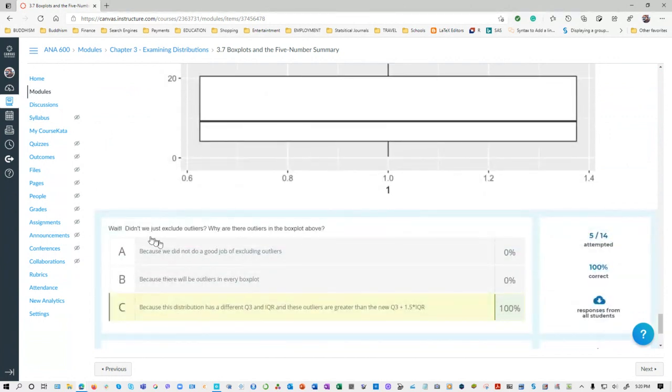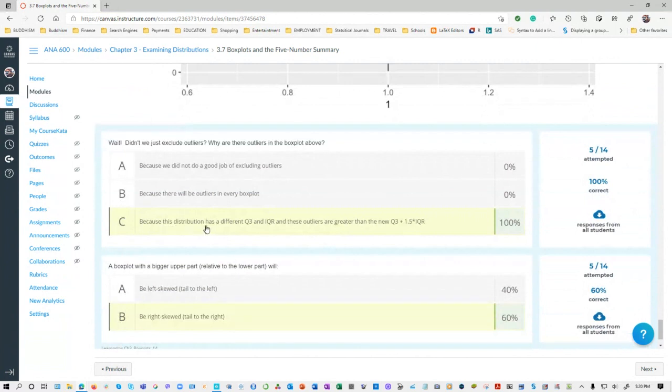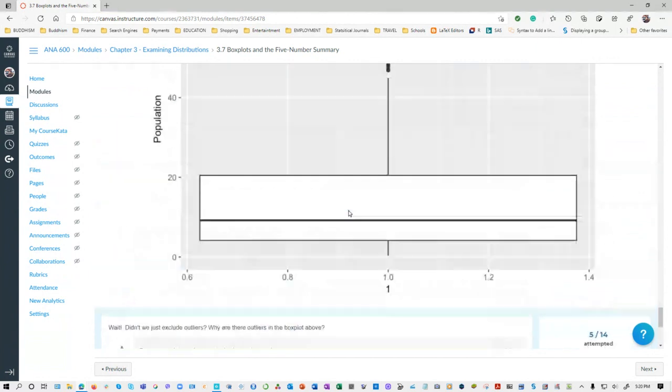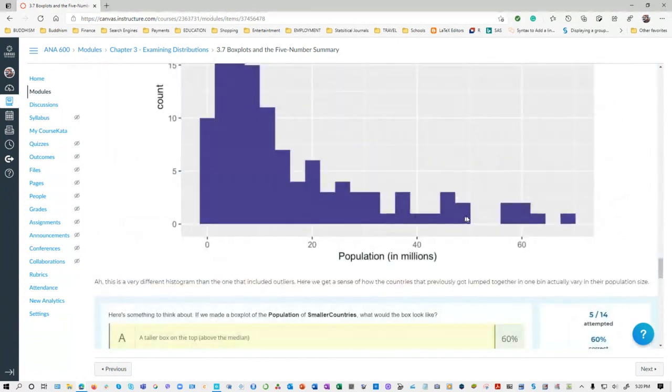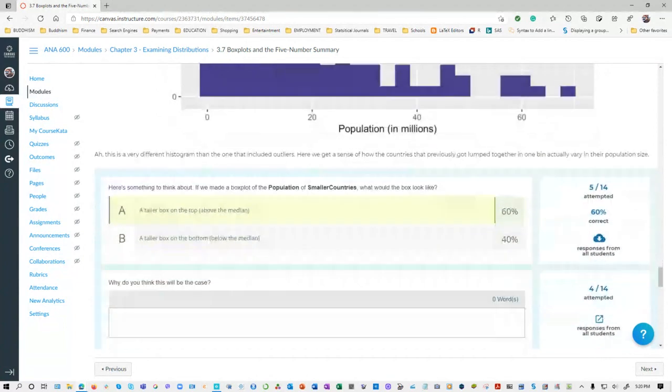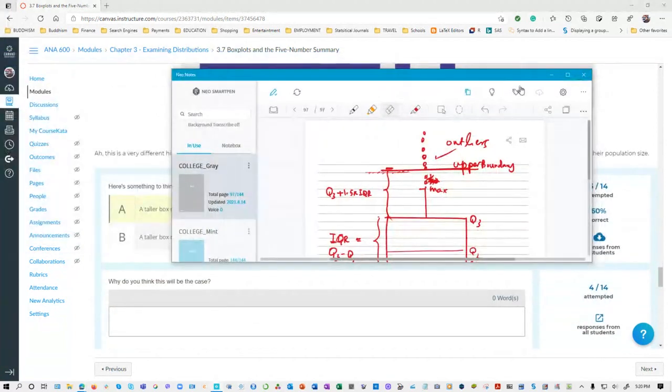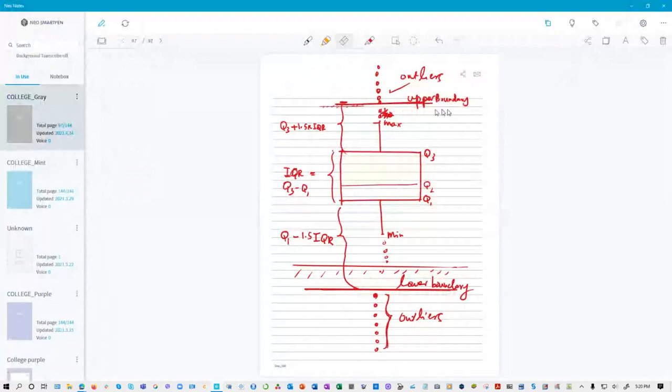Wait, didn't we just exclude outliers? Why are there outliers in the box plot above? See, again, because this distribution has a different Q3 and IQR than what we had earlier. Now the new distribution again has outliers. You can keep cleaning, but outliers will still appear. Even after removing the outliers, it will have a new Q1 and Q3. That will give you the new IQR, and that would give you a new upper bound.